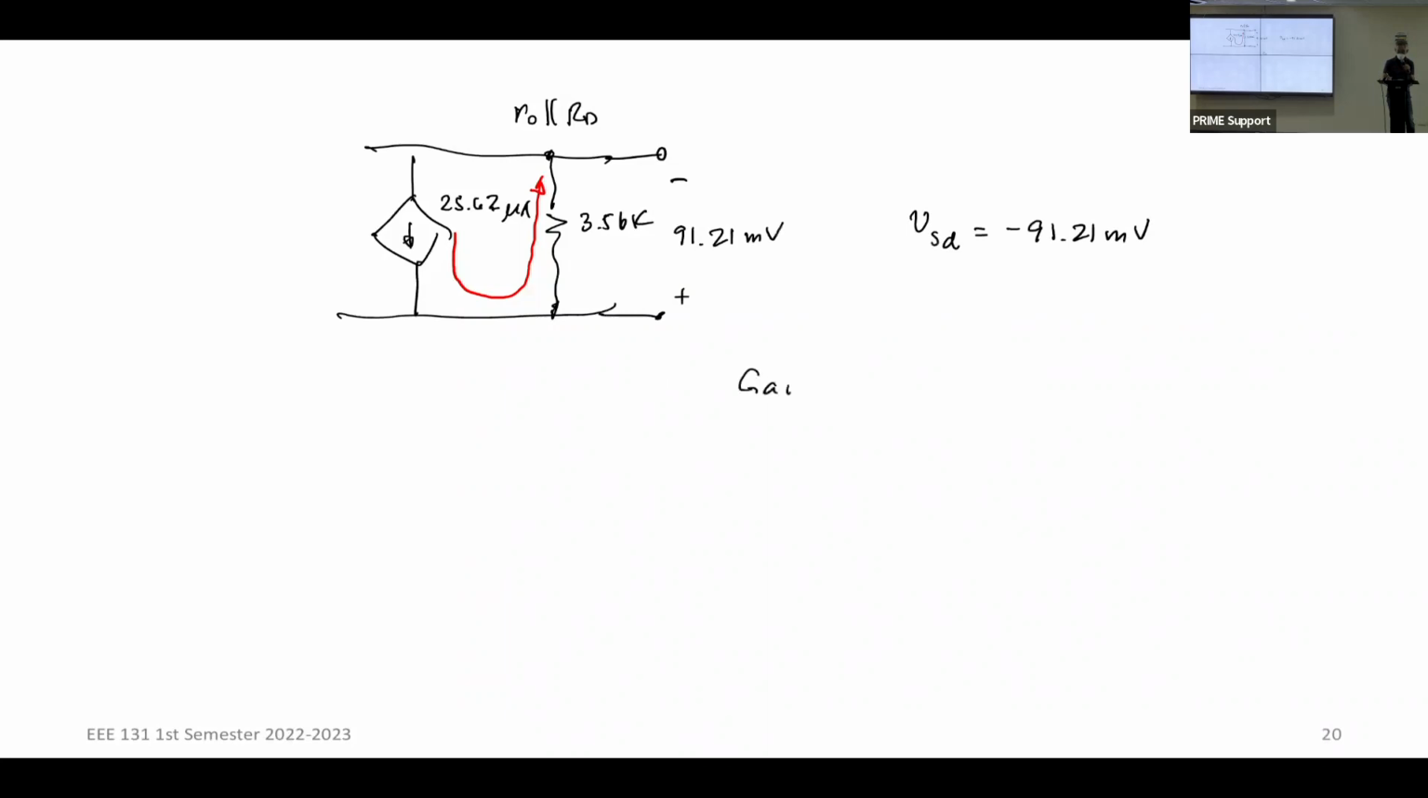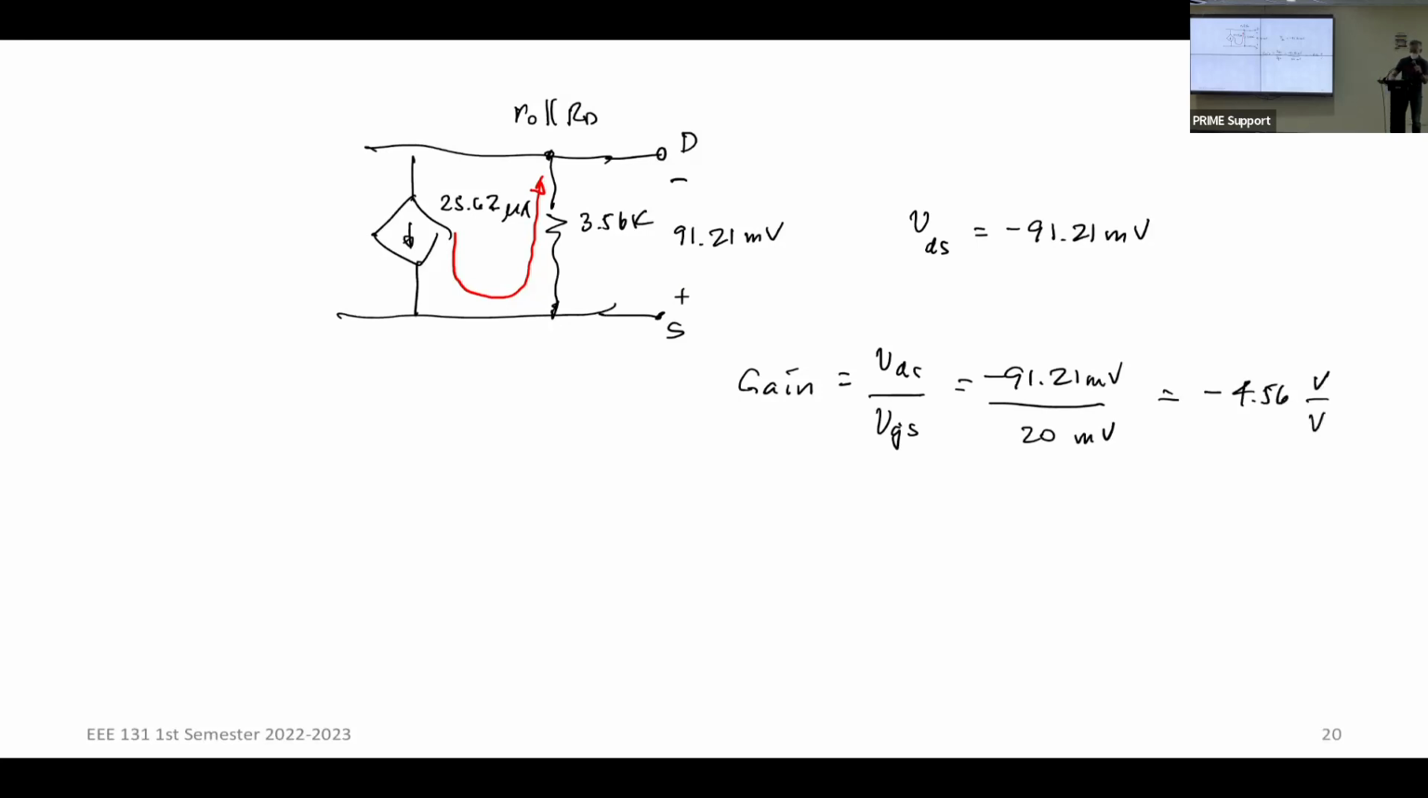What is my gain? That's VSD, small subscripts, no? Over V, no, sorry, this is VDS. Ito na naman ako. Kasi negative na eh, no? Sorry about that. This is VDS. Remember, this is D and S. Okay. VDS is negative 91.21, so my gain is VDS over VGS. So minus 91.21 millivolts divided by 20 millivolts. I'm going to get negative 4.56 volts per volt. Any questions?